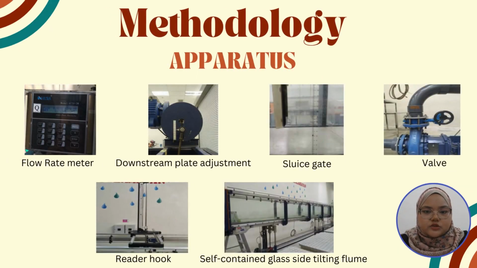Next is methodology. For this experiment, we use 6 apparatus, which are the flow rate meter, downstream plate adjustment, sluice gate, valve, reader hook, and self-contained glass-sided tilting flume.